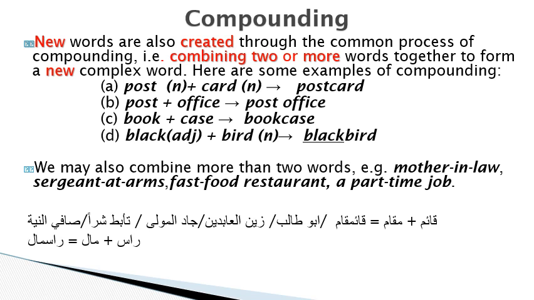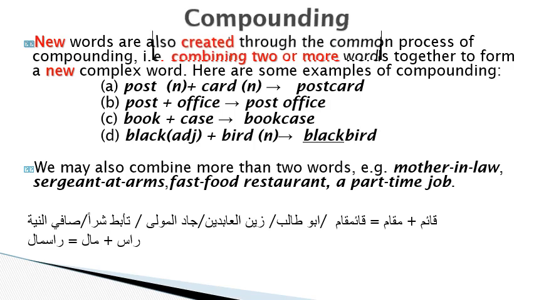Do we have compounding in Arabic? Yes, as we said just a minute ago, we have three different types of compounding: مركب إضافي, مركب إسنادي, مركب مزجي in Arabic. Therefore, we have instances of قائم مقام. عندنا examples of أبو طالب، عندنا زين العابدين، جاد المولى، تأبط شرا، صافي النية، سر من رأى، and رأس المال.